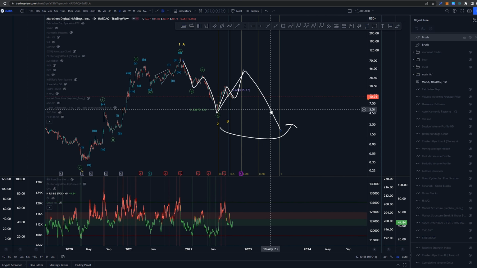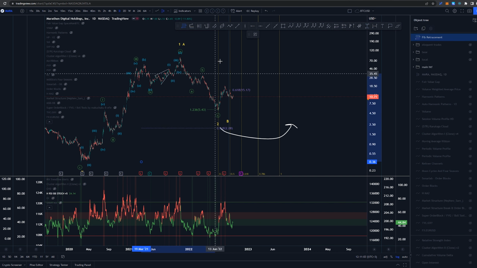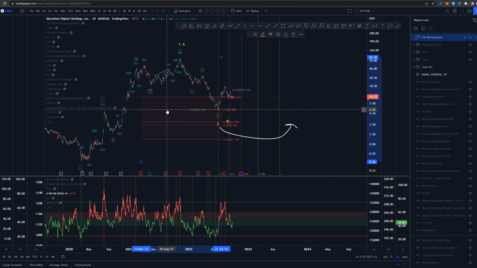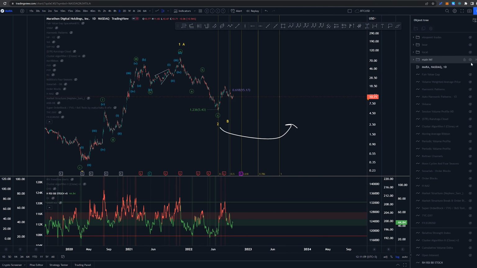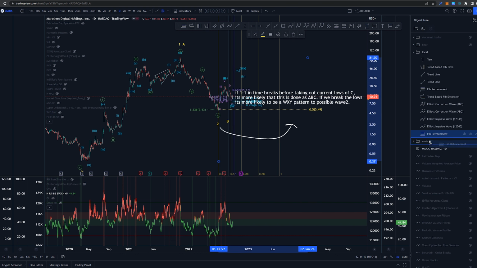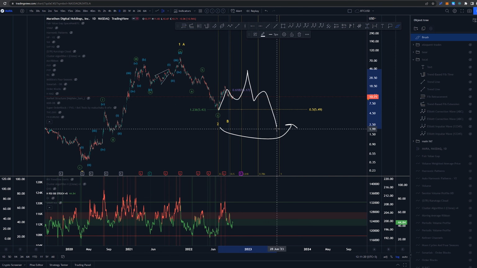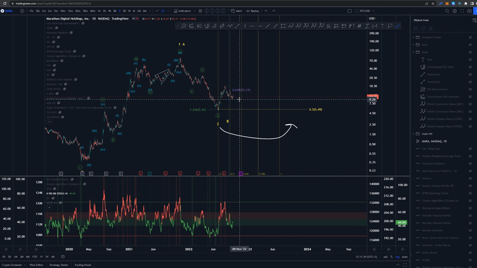Why would that make sense? It's just because of the time element, and the thing is that we did not really retrace more than the 0.5 here. I did have that somewhere. Here it is, it was in the wrong folder. Right into the 0.5. So at that point we could be getting a test of the golden pocket if we are creating something like this. So it is completely possible, just keep that in mind.